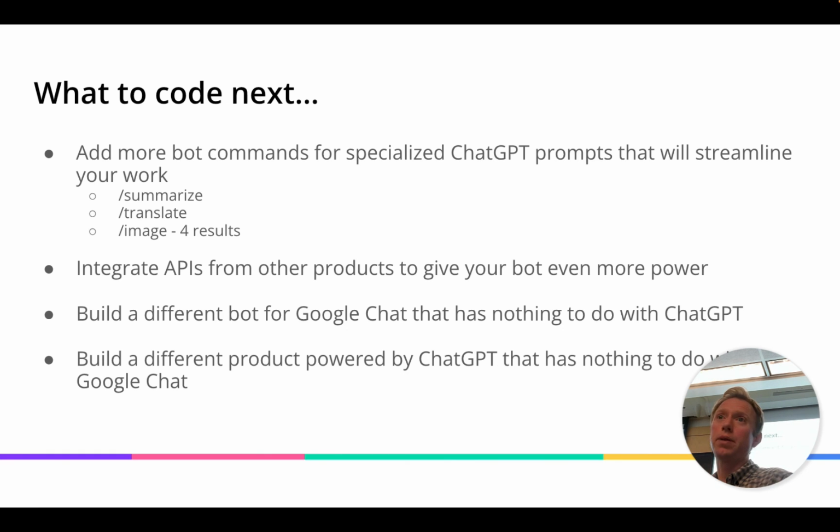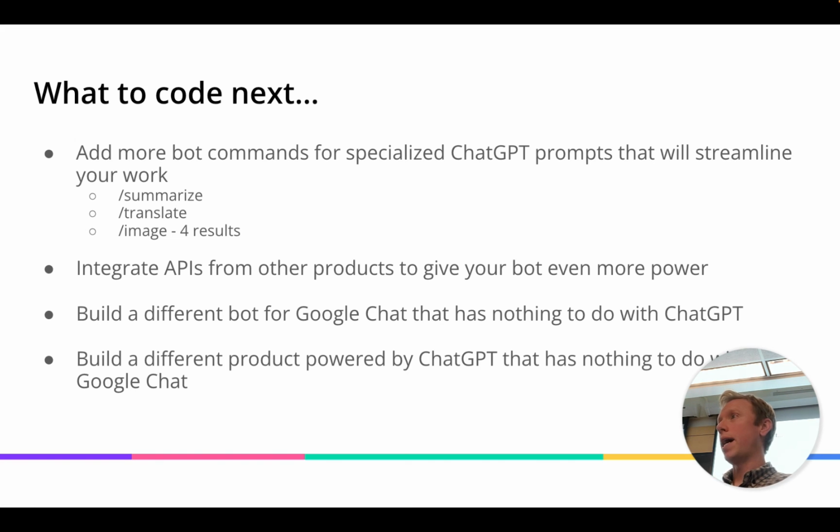Translate, I guess ChatGPT does pretty good with translating, so you could just set up like /Spanish and then paste in something and it just gives you Spanish translation automatically. Maybe you could just quickly modify the image one. So right now it only gives out one image, but it can go up to 10. So maybe you have 4 image results that come back and you can pick the better pig.